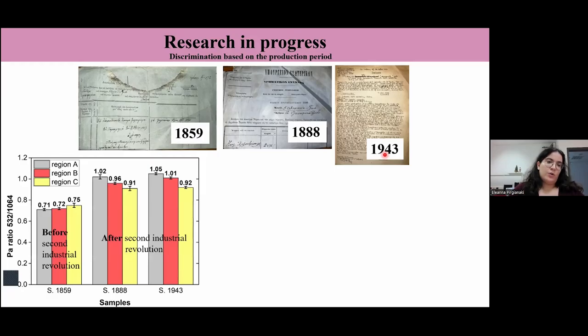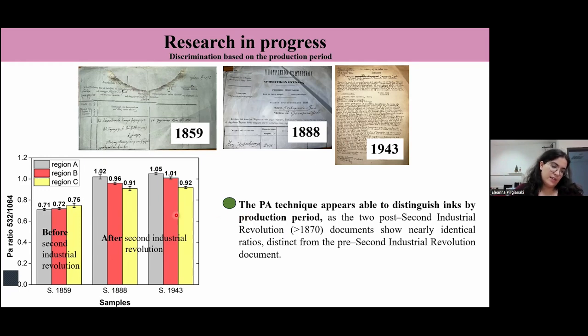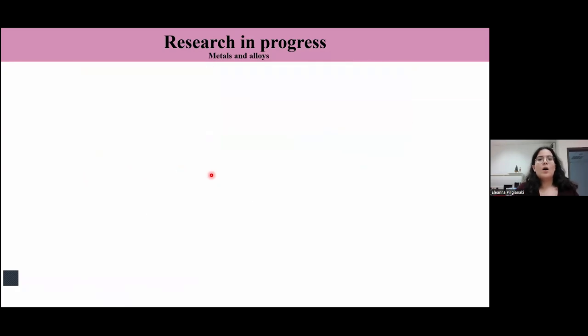So here we have the photoacoustic ratio graphs, and as you can see, the two documents dating after the second industrial revolution exhibit signal ratios very, very close to 1. But the older documents before the second industrial revolution differ significantly and show a ratio close to 0.7. So that probably means that the photoacoustic technique may be able to distinguish inks by production period.